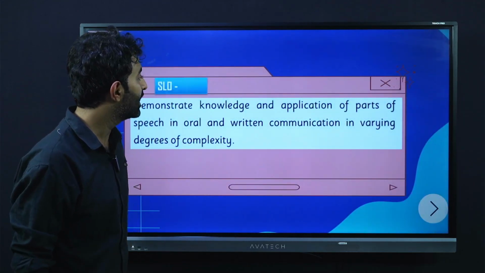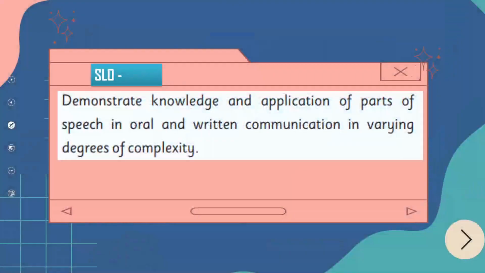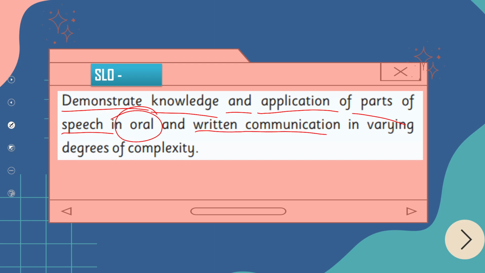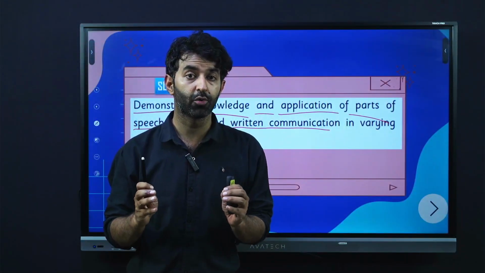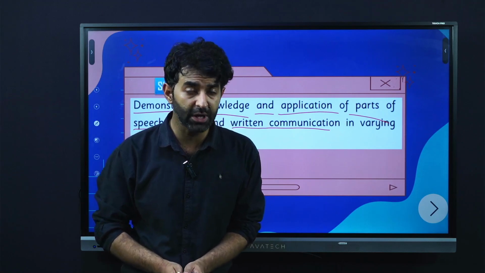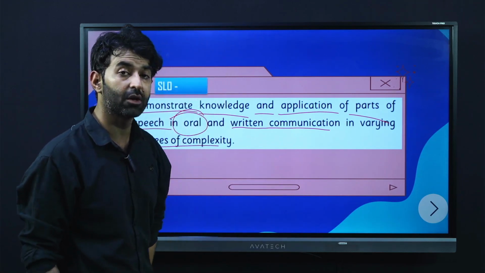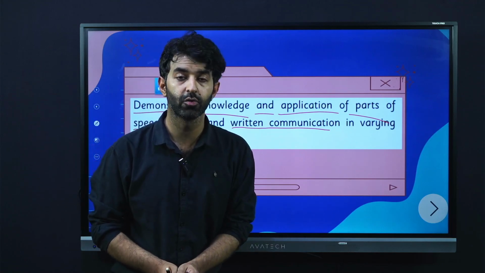Now, for grammar's competency, we are starting with the students' learning outcome about pronouns. Let's see what it says. It says, demonstrate knowledge and application of parts of speech in oral and written communication in varying degrees of complexity. It's a very broad students learning outcome. We are going to learn pronouns, which we know is a part of speech, and we will be seeing them in both oral and written communication.